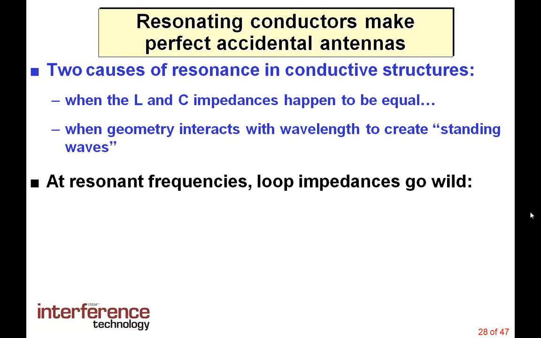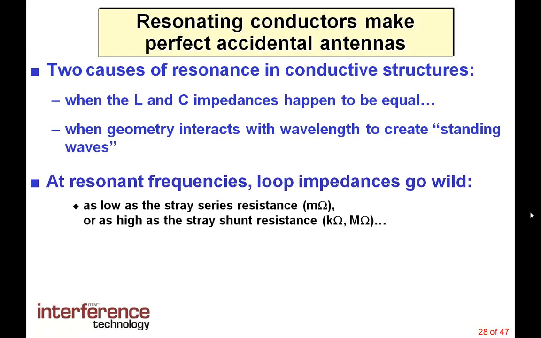We don't have a lot of time to go into all that sort of stuff, but you'll find it in all the textbooks. At the resonant frequencies, the loop impedances go wild. It could be as low as the stray series resistance, which is milliohms, or as high as the stray shunt resistance, which could be megohms, all for the same piece of wire.